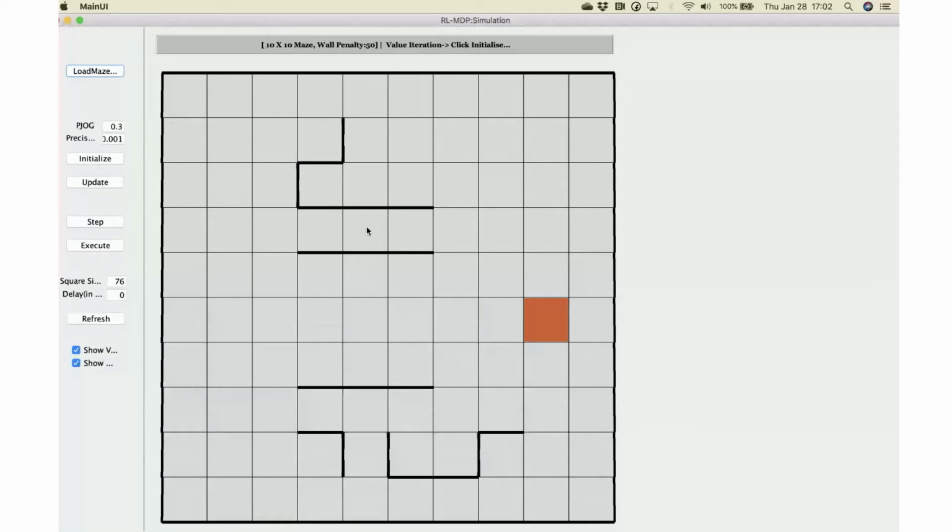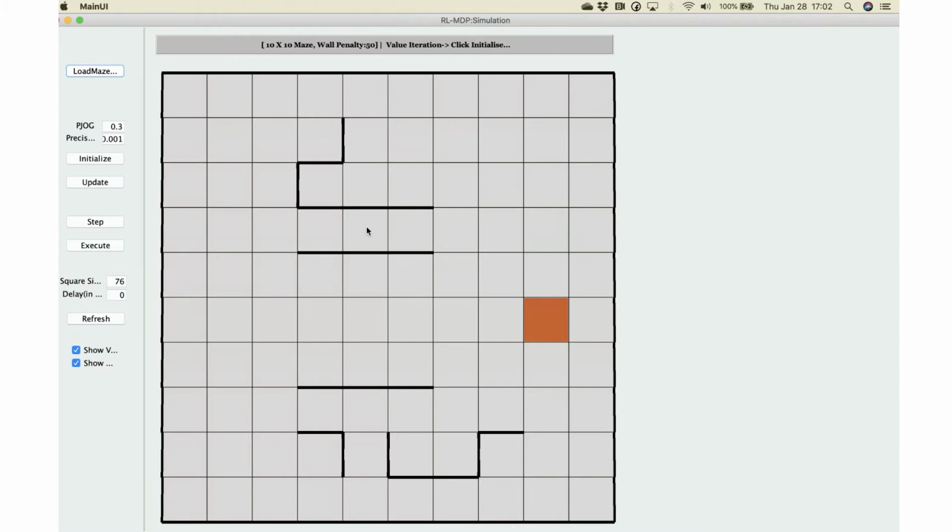So I put the link to this tool that you can download and use. We will not really do an exercise on this, but it's just for illustrating a little bit of things, and we'll be using it also to illustrate a little bit of Q-learning.